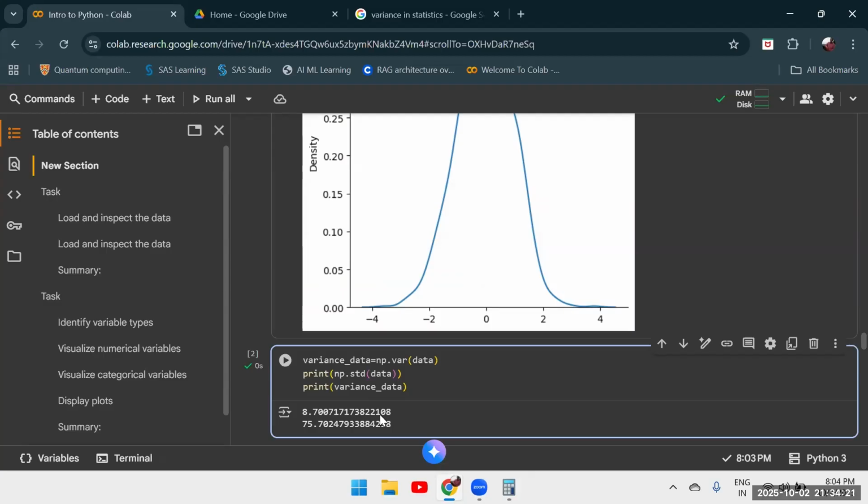But something to understand about variance is that it also helps us gauge the spread of the data from the mean. If there is a high variance, it means the data is spread across.